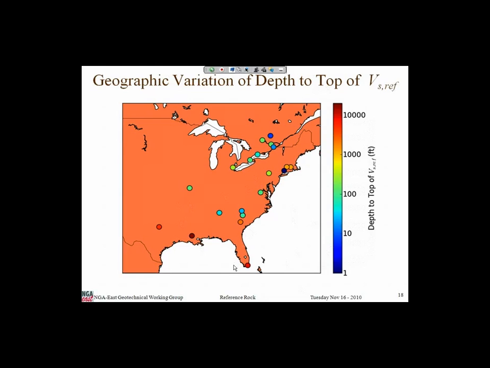Okay. So we're looking at issues of trends of depth to our pick of top of VSREF, and you clearly see a trend of increasing depth in this region here, and this really relates to the geology. However, we also have a lot of shallow reference rock up north in this area. It's not a strong trend, but nevertheless, there's an issue we're going to have to deal with in this region as well. Okay, this is the depth to top of VP.